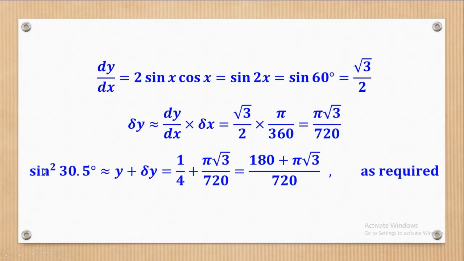From there, I'll now say that sine squared 30.5 degrees is approximately equal to y plus small change in y. My y is 1/4 and small change in y is pi√3/720. When you get the LCM, it will be 720. So this divided by 4 gives 180 times 1, which gives 180. Then this divided by this will be 1. Then 1 times this gives that. And when you compare, it will be the same as the required proof. So that's how they use mathematics of small changes to get sine squared 30.5 degrees.